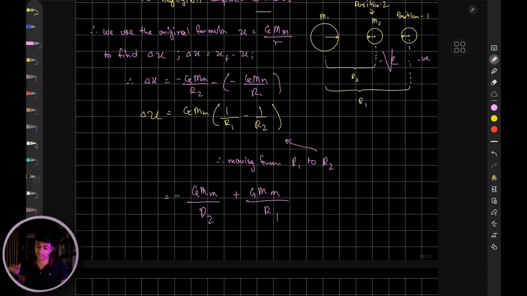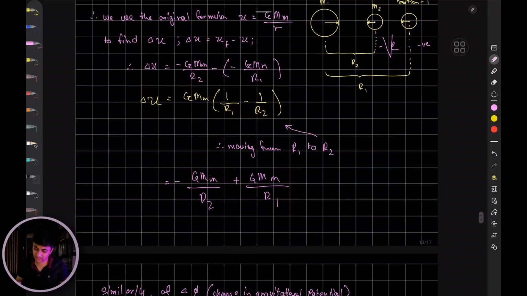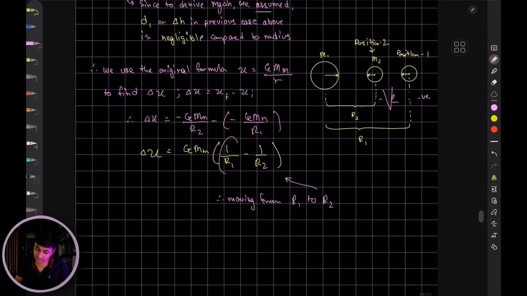So you're losing energy. Therefore, you can next take GMm common, and what you're going to have is GMm times 1 by R1. Is it the final? No. This is the initial position, minus 1 by R2, the final position, right? So this is how you can find out the change in gravitational potential energy. The final gravitational potential energy minus initial gravitational potential energy.